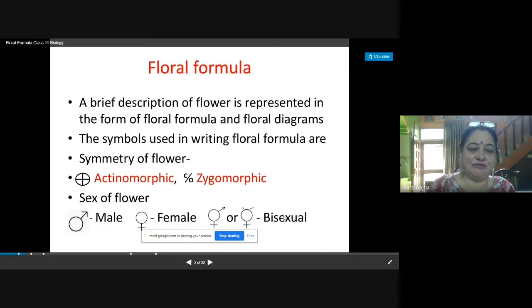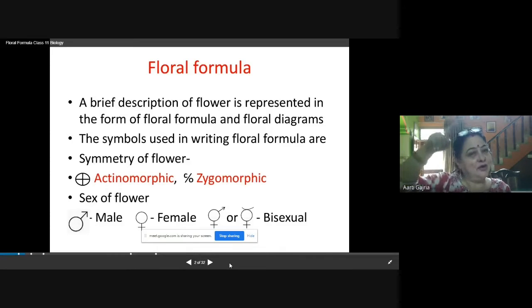Now, sex of the flower. If the flower has only one reproductive part, the male part, the symbol is the first one, the circle with the arrow on top. So this is the male, a unisexual flower having the male part only. If the flower is unisexual and has the female part, then the symbol is a circle with a plus down. And if the flower is bisexual, then we have the arrow and plus, both signs together.